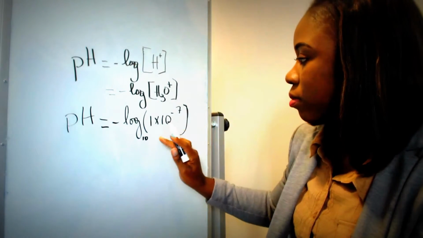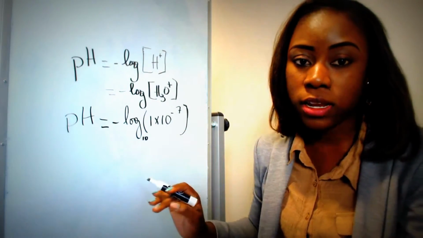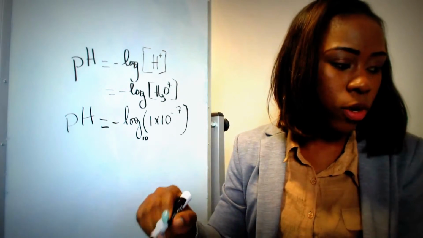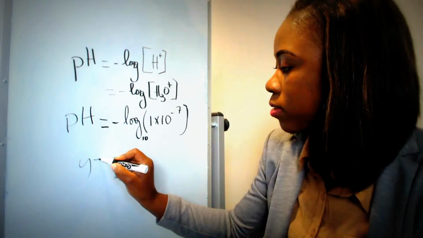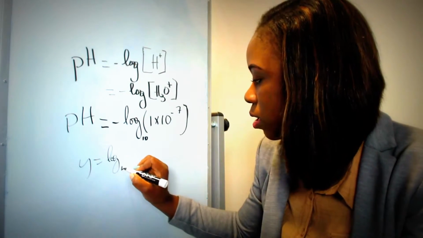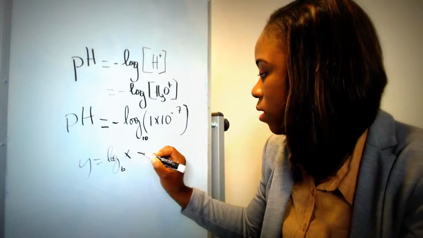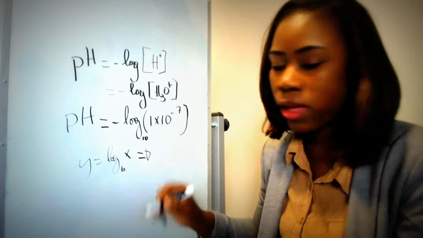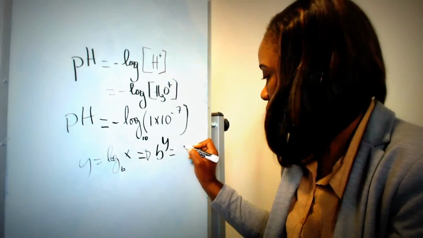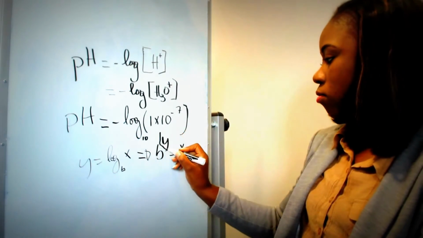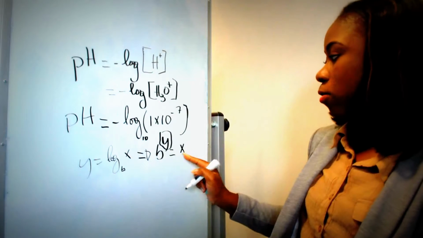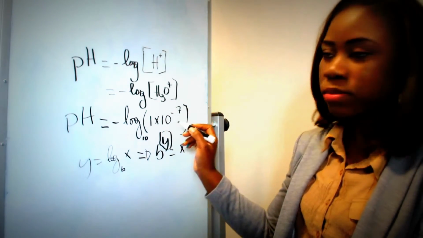So actually, how do you solve that? What is this equal to? The negative log of 1 times 10 to negative 7. And remember that when you have a logarithmic function, let's say y equals log base b of x, this is actually the same as saying b to the y equals x. So in this case, we don't have y, but we have b and x. What is b in this case? b is 10. And what is x in this case? The whole thing, 1 times 10 to negative 7.